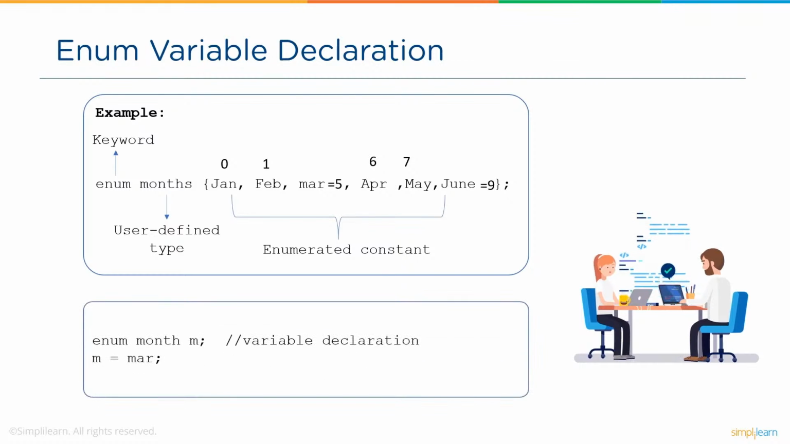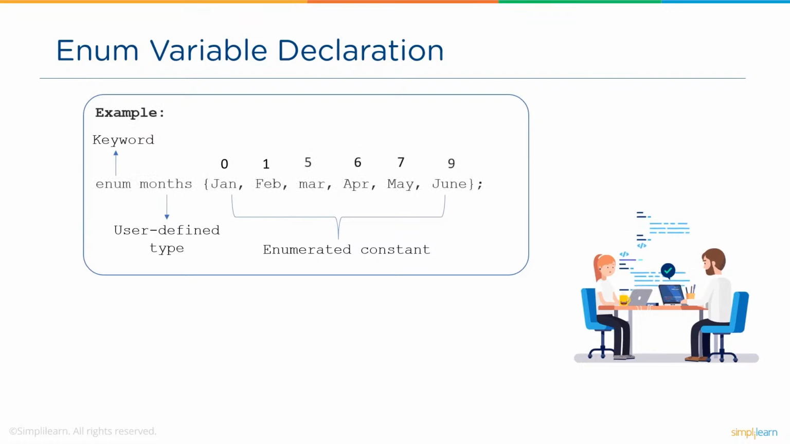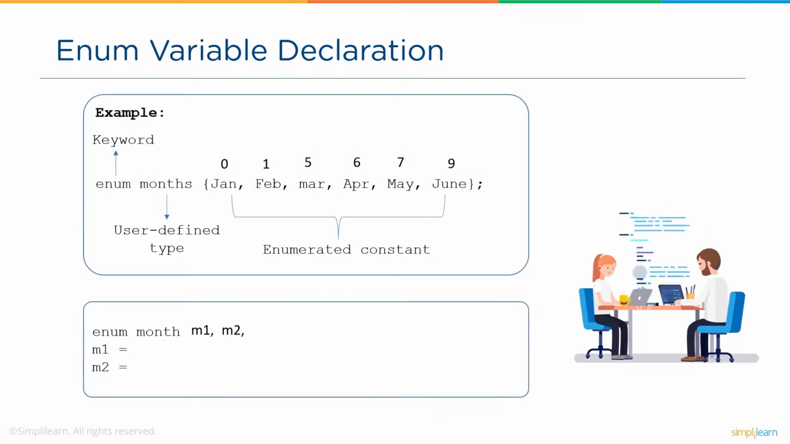And then comes the variable declaration. As given below, the variable m is declared of the type month, and this variable can have only one value from the listed enumeration constants. That is, multiple values for a single variable are not allowed. But we can also declare various variables for listed constants, for example, m1, m2, m3, and so on.